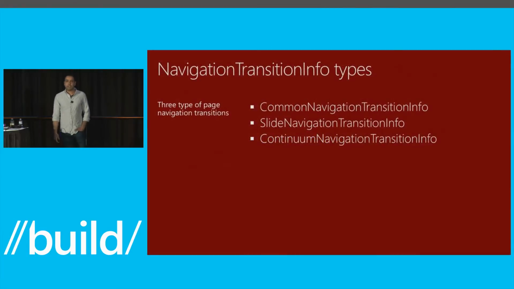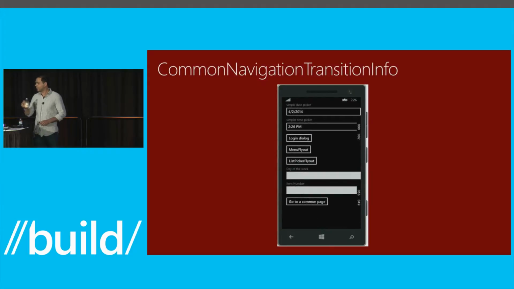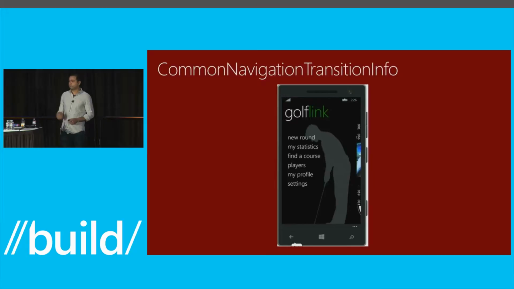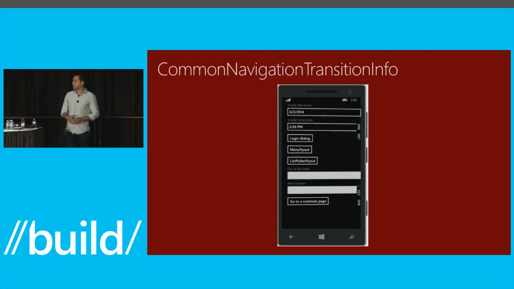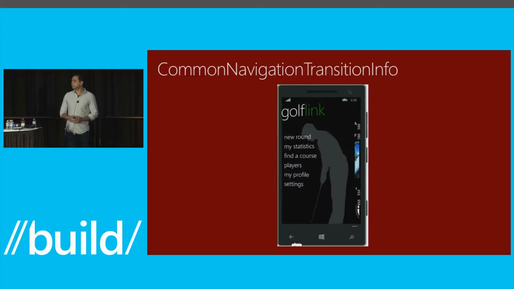So what are the different types of transitions that we've added for navigation? There are three: common, slide, and the continuum. Let's look at a video of what the common looks like. You're probably familiar with this if you've been using the phone. So that was going in, coming back out. Again. Let's look at it one more time in case you missed it. So it's a turnstile in and turnstile out.